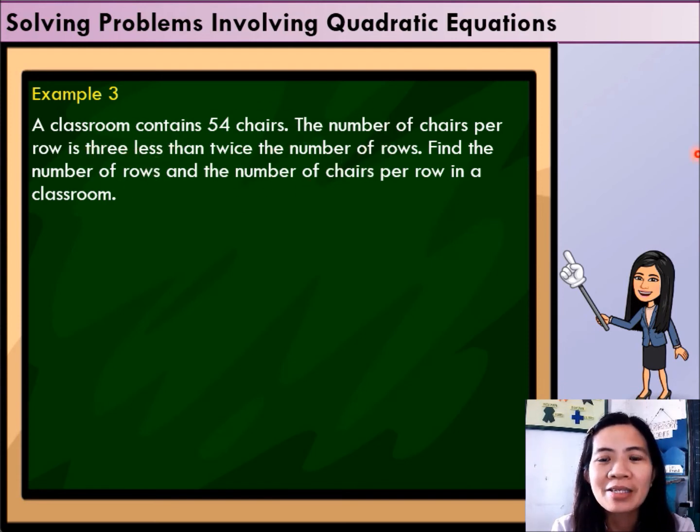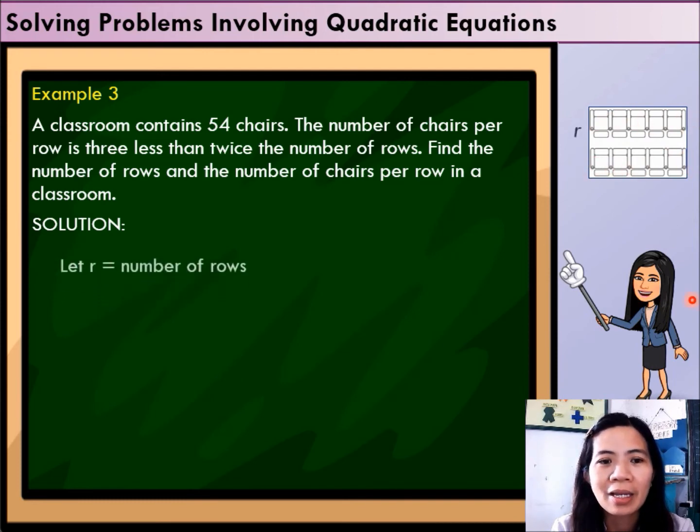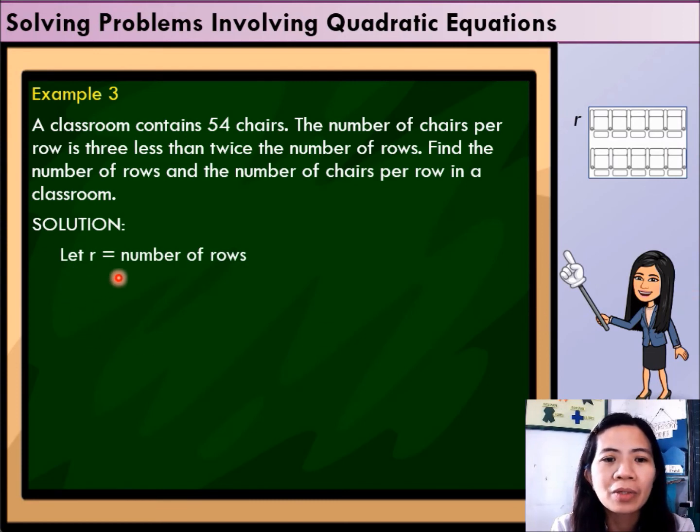Okay, so let's have here the solution. Supposedly, this is now our chairs. If we look at here, there are two rows. So let's label this row 1, row 2. In row 1, we have several chairs. In row 2, there are several chairs. Now, let r equal the number of rows. We don't know yet how many rows.